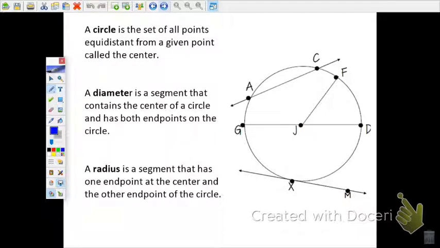First of all, on that left side, we've got circle. If you open that up, there's a place for you to write the definition of a circle. A circle is the set of all points equidistant, so the same distance from a given point, which is called the center. So that's our definition of a circle.